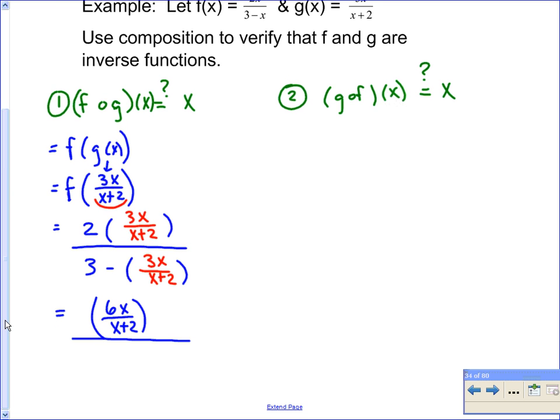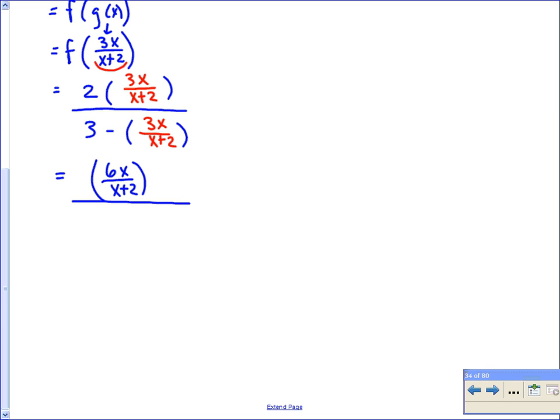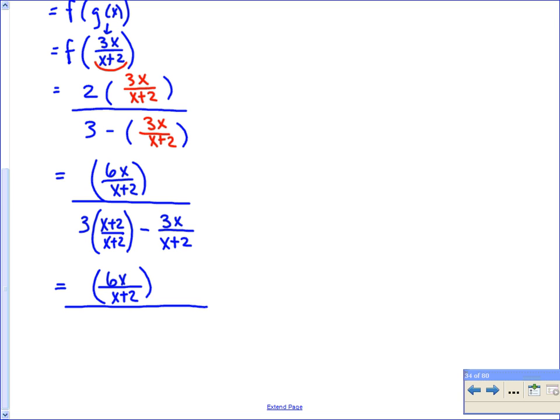So a common denominator for those would be the x plus 2. And so if the 3 needs the x plus 2 on bottom, then I have to multiply it by a fancy version of 1, which is x plus 2 over x plus 2, minus the 3x over x plus 2. It's already got the denominator we need, which is going to give me the 6x over x plus 2. That's the numerator. And in the denominator, I now have one denominator of x plus 2. And then I distribute my 3, and I get 3x plus 6 minus my 3x. Okay? And from here, you notice, hopefully, that those two, when you combine them, they cancel out.